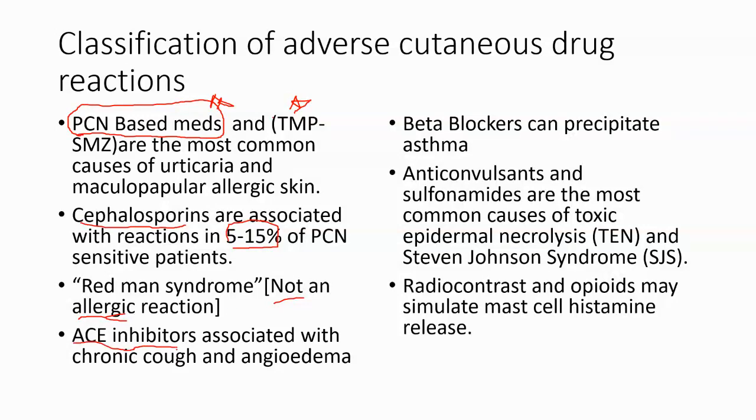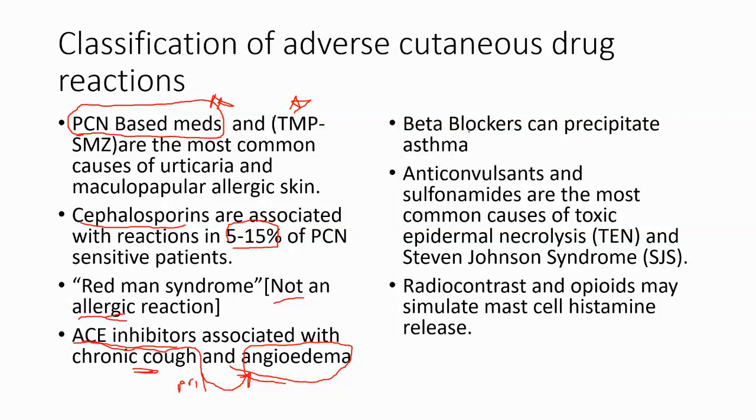ACE inhibitors, medications that end in pril, like enalapril, are associated with chronic coughs. That's one of the side effects, and angioedema, which is a form of an allergic reaction. So with ACE inhibitors, it's not common, but it does happen. Sometimes patients will have an allergic reaction and they manifest with angioedema, not necessarily skin reactions.